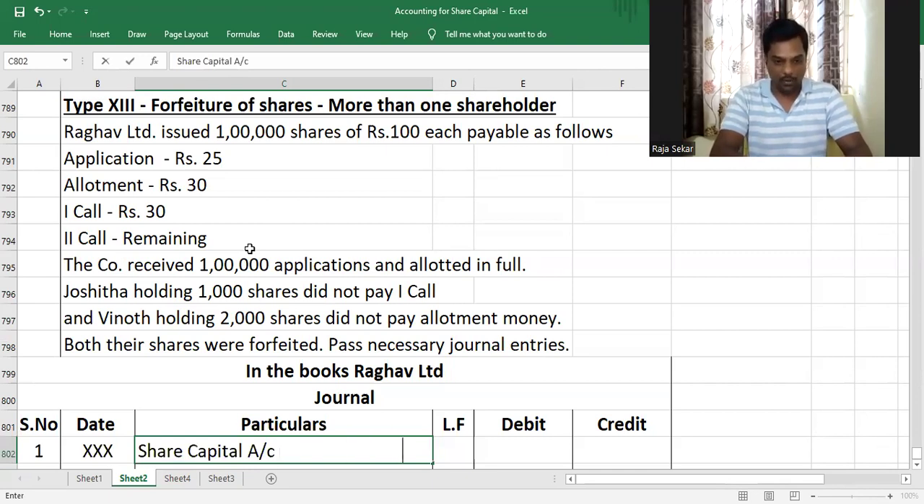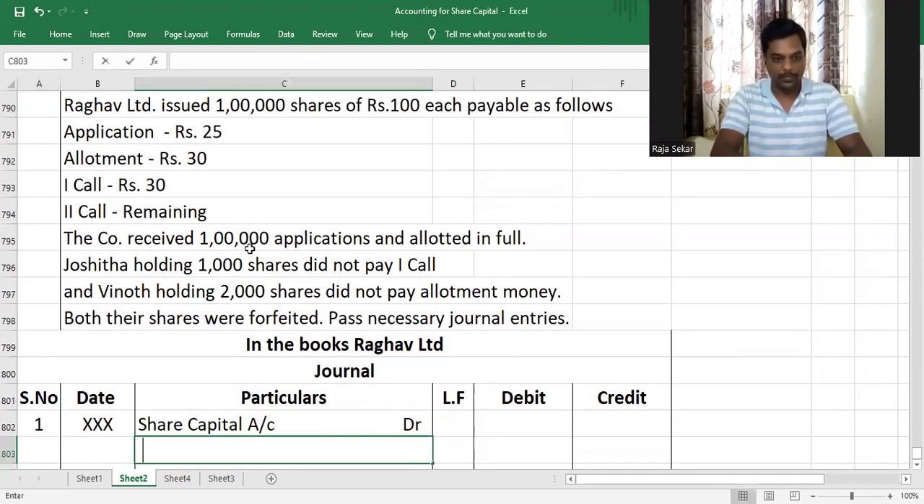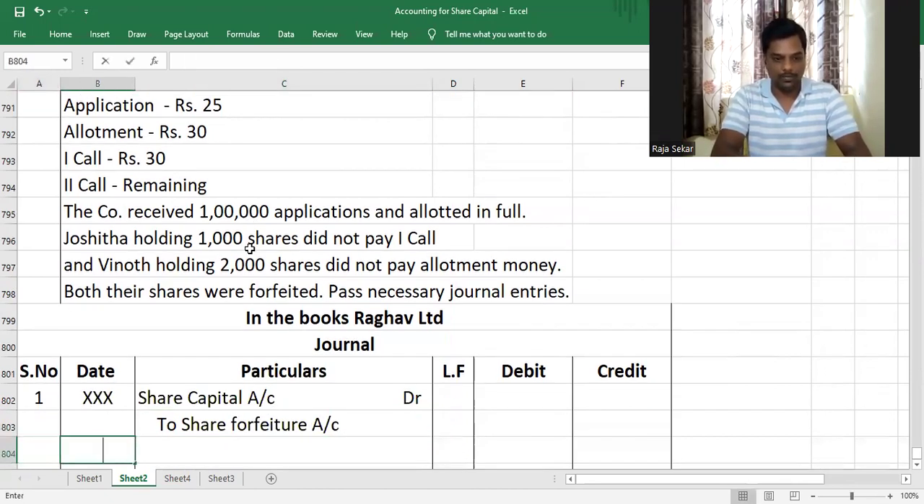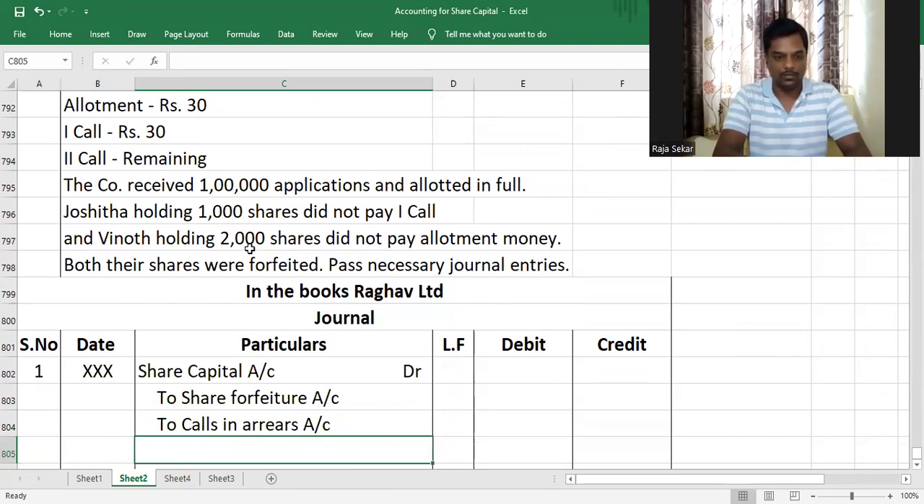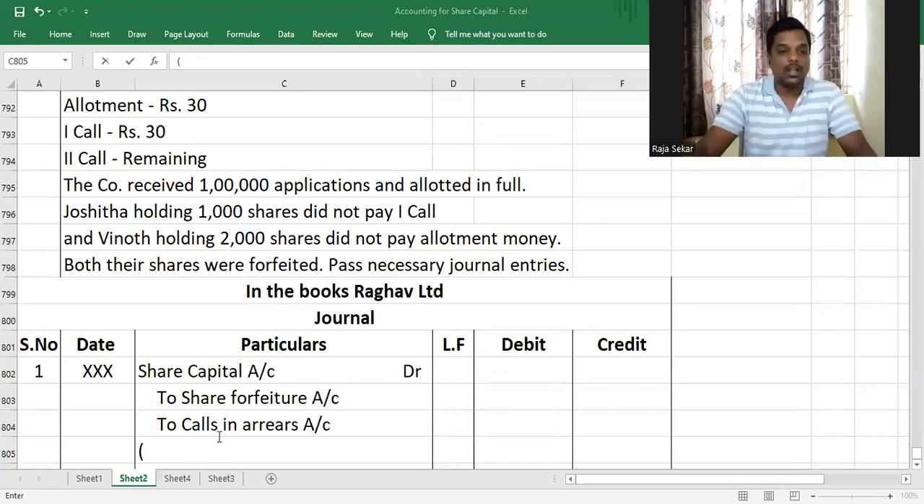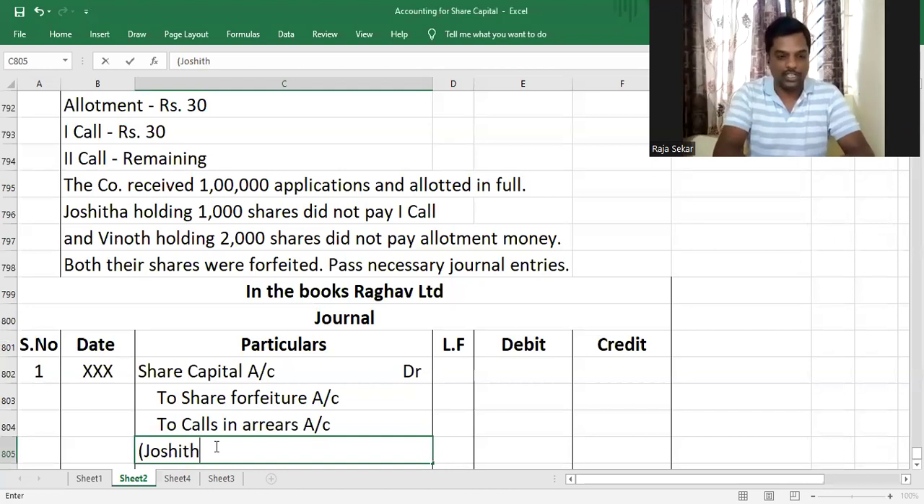It's share capital account debit to share forfeiture account to calls in arrears account. As I told you, we're going to be doing it separately. As we're doing it separately, first let me forfeit Joshita's shares. Joshita's shares forfeited.